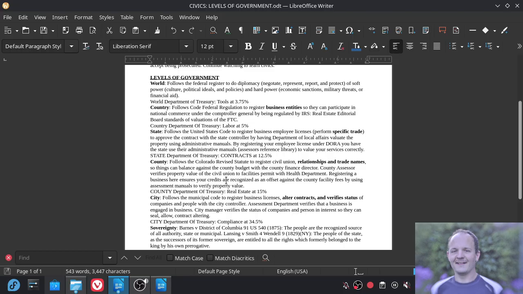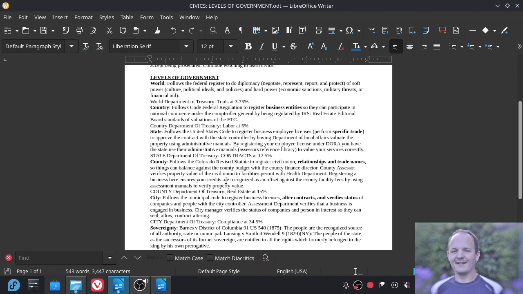The county follows the Colorado Revised Statutes to register civil unions, relationships, and trade unions. So then can balance against the county budget of the county finance director. County assessor verifies property value of the civil union to facilitate permit with the health department. Registering a business here ensures your credits are recognized as an offset against the county facility fees by using assessment manuals to verify property value. County Department of Treasury does real estate at 15%.